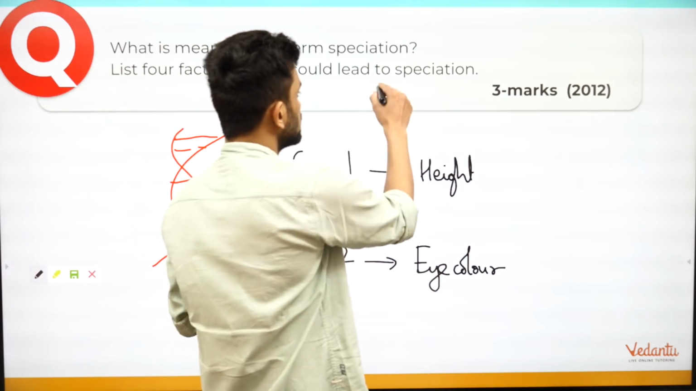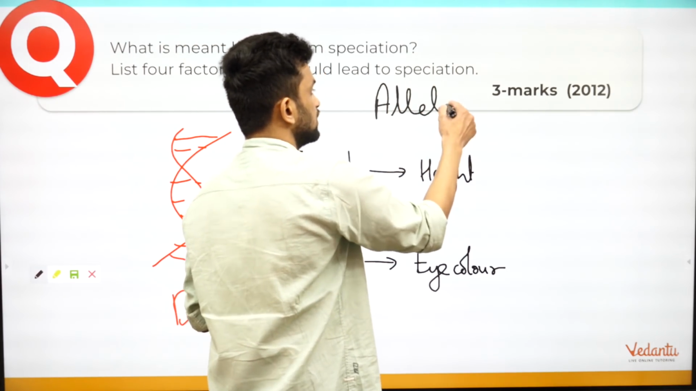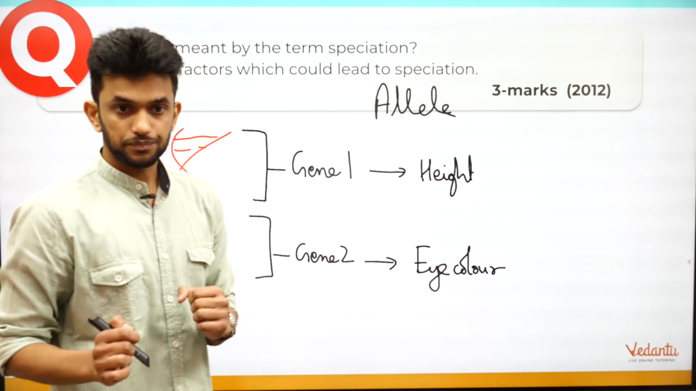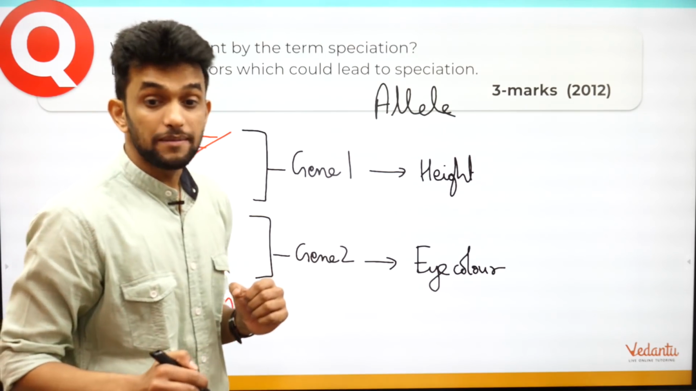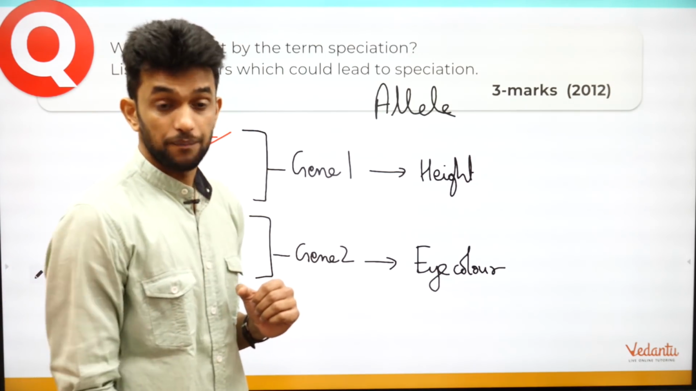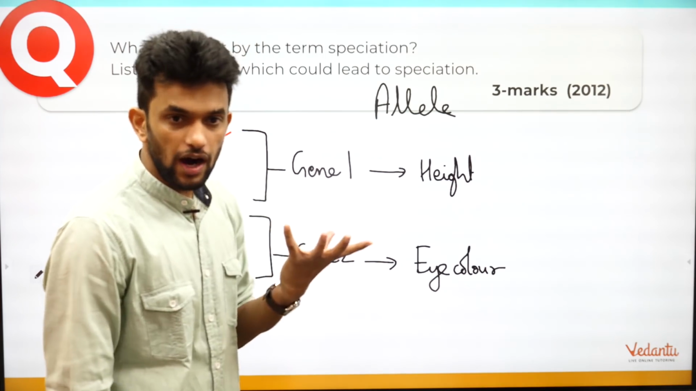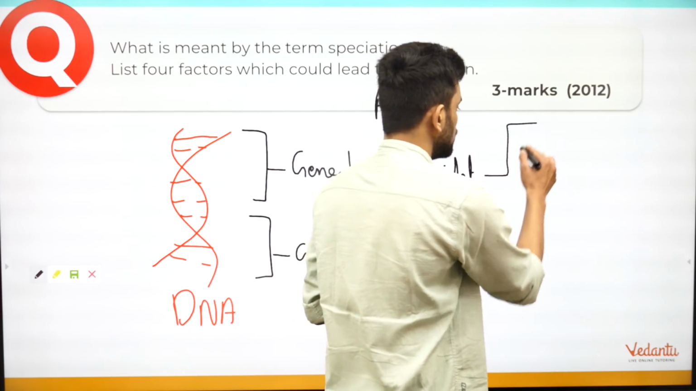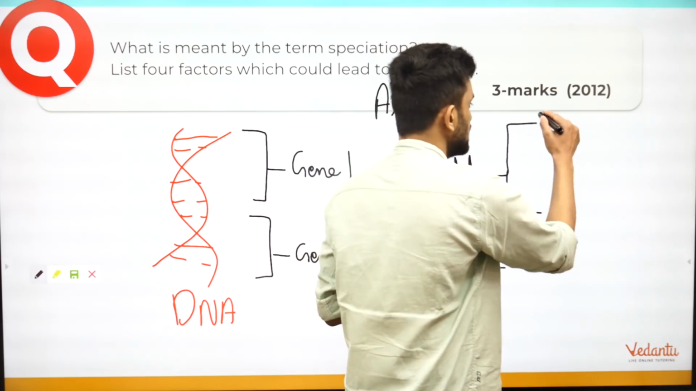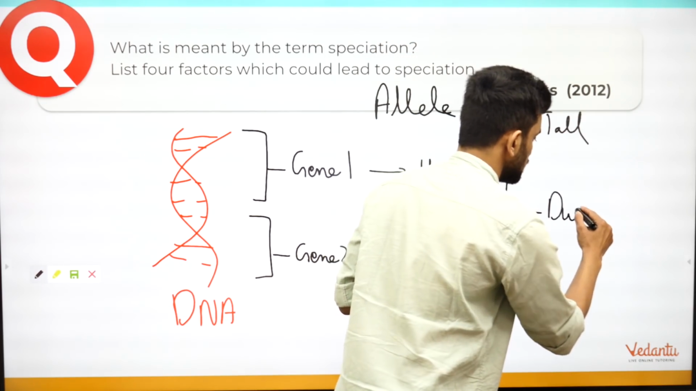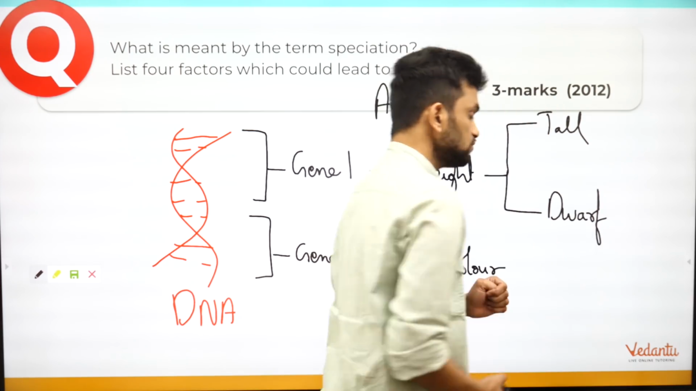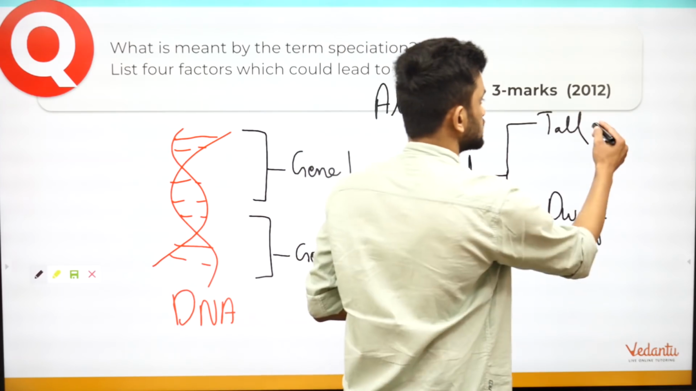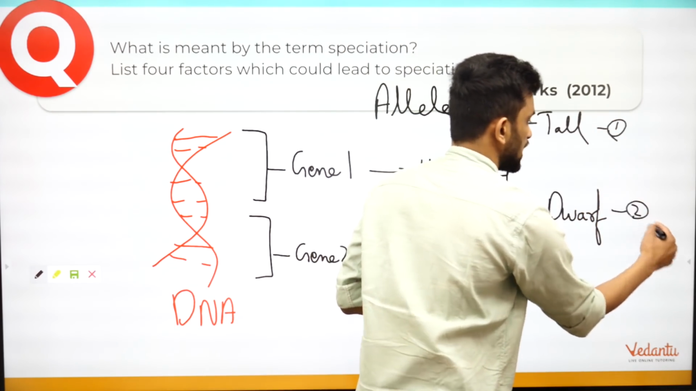Then there is one more thing called an allele. What is an allele? An allele is a complementary form of a DNA. Now you'll be like, sir, what do you mean by that? I'll tell you. Say, height can have 2 forms. Either it could be tall or it could be dwarf. Height can be tall or dwarf. So tall is one allele, dwarf is the other allele.